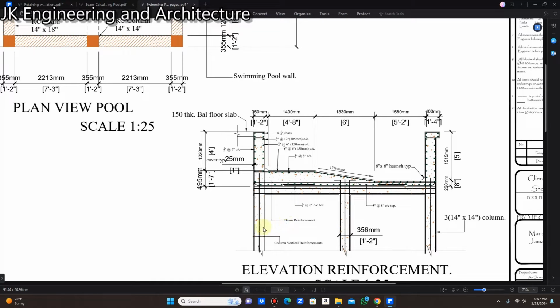Now, as you can see here, you have our beam reinforcement, 1, 2, 3. And if you notice, the top bar in the beam goes up into the slab of the pool.